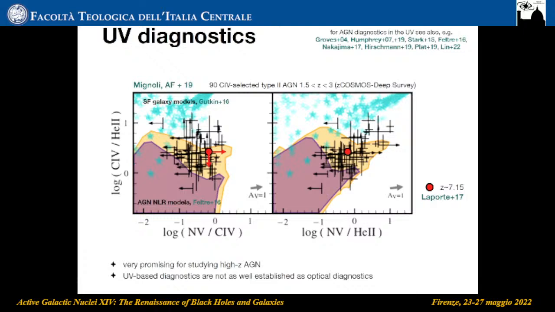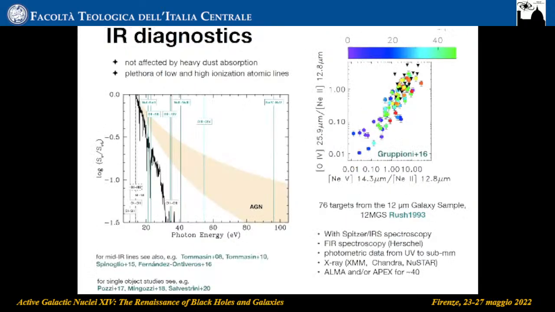There is one thing we need to take into account: these UV-based diagnostics are not as well calibrated as optical diagnostics. Also, both optical and UV lines are strongly affected by dust attenuation. So we may want to explore other wavelength regimes that probe the most obscured regions of the galaxies. Indeed, the mid-infrared provides a plethora of low to high ionization atomic lines that are instrumental to identify hard ionizing sources such as the AGN.